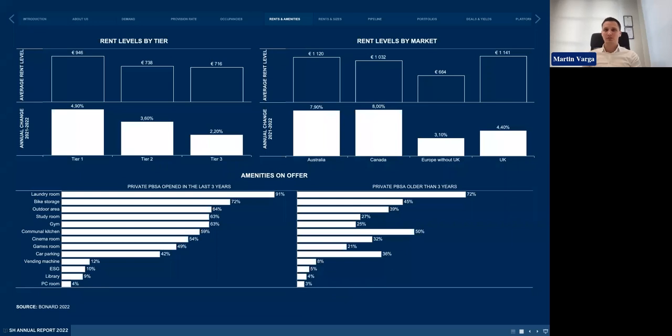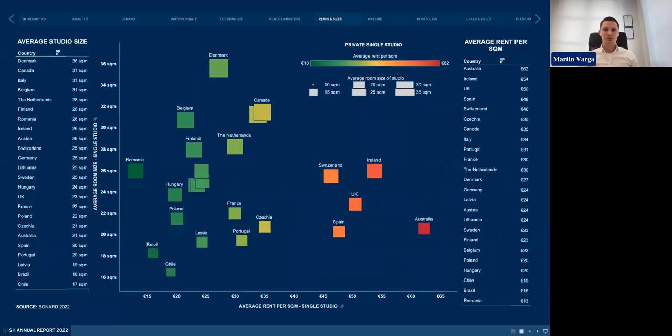The most significant trend in the modern layouts is the presence of amenities such as gym, games room, study room, and similar. Modern stock opened in the last 3 years has also tended to provide bike storage and outdoor areas. However, on the other hand, due to recent technological developments, communal areas such as PC rooms or libraries are gradually being removed. And in general, in terms of the room type, we've seen that the studio concept has grown in popularity, which is also what the next slide is focusing on.